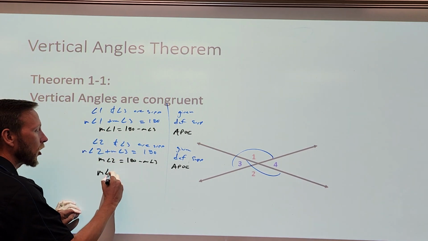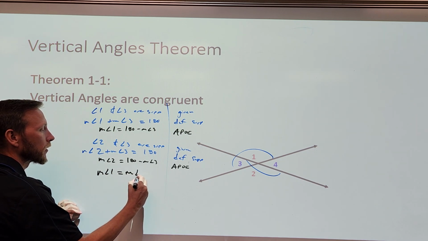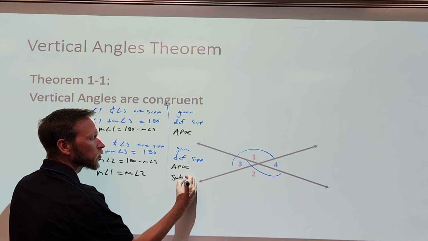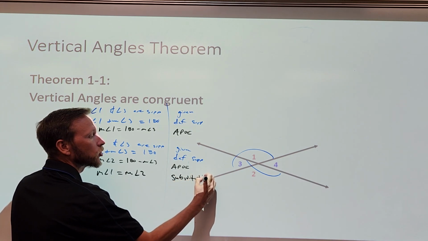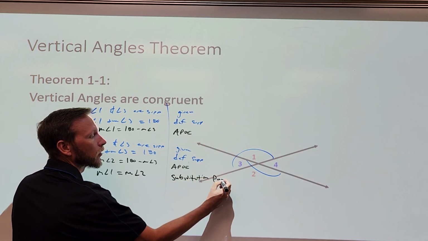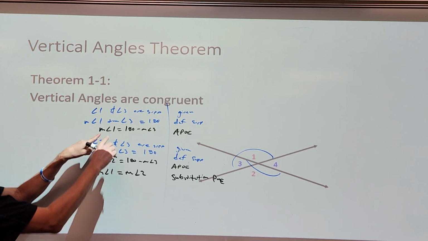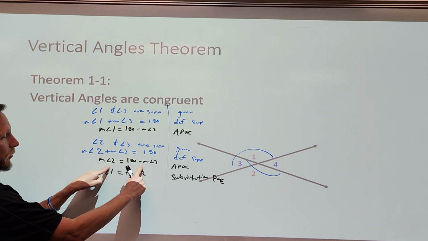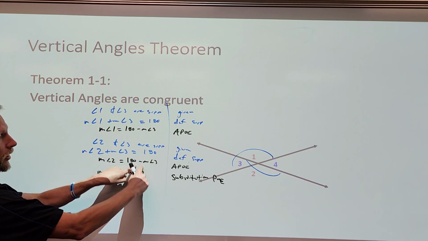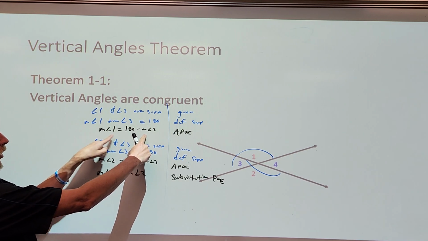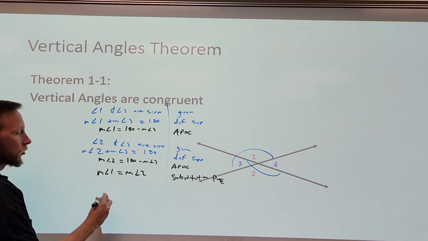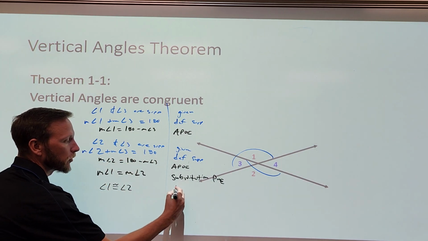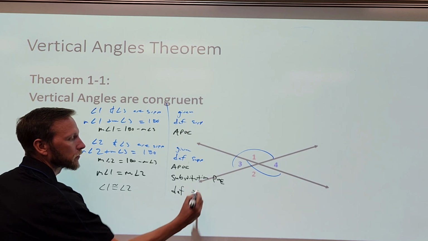Now you can either call that the transitive property, or most of us would like to say that that's substitution, POE, all right? The substitution property of equality, if I know that the measure of angle 1 is equal to that, and I know the measure of angle 2 is equal to that, then I can put measure of angle 2 in place of that in this equation to say the measure of angle 1 is equal to the measure of angle 2. And therefore, angle 1 is congruent to angle 2 by the definition of congruent.